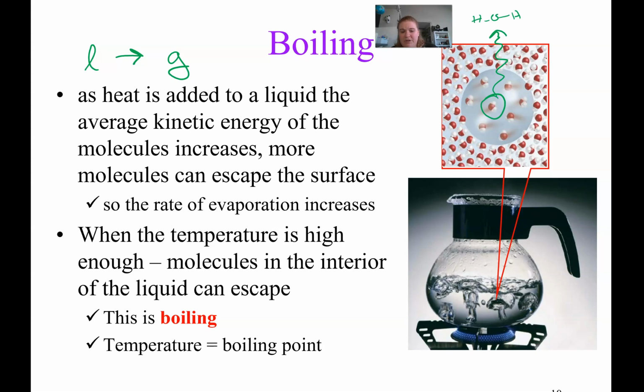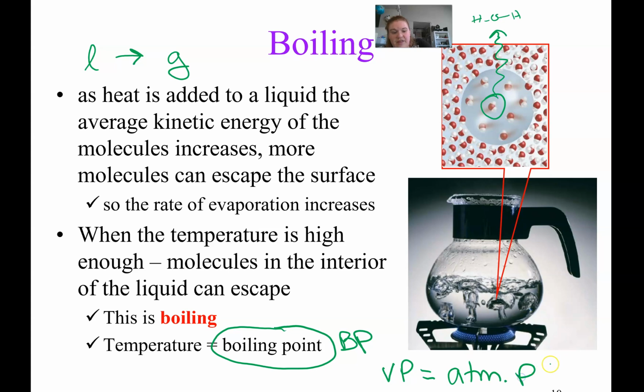The temperature where a solution boils is called the boiling point. So this gets abbreviated as just BP. And this is the temperature when the vapor pressure of the liquid is the same as the atmospheric pressure. So when the vapor pressure is equal to the atmospheric pressure, then our solution will boil.